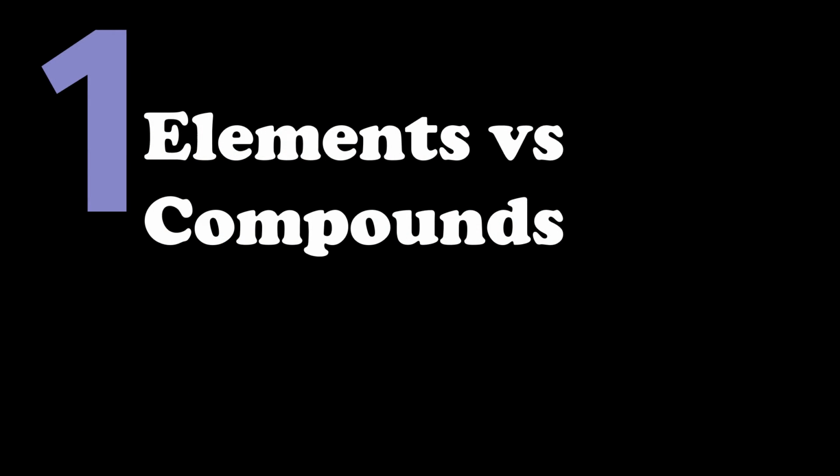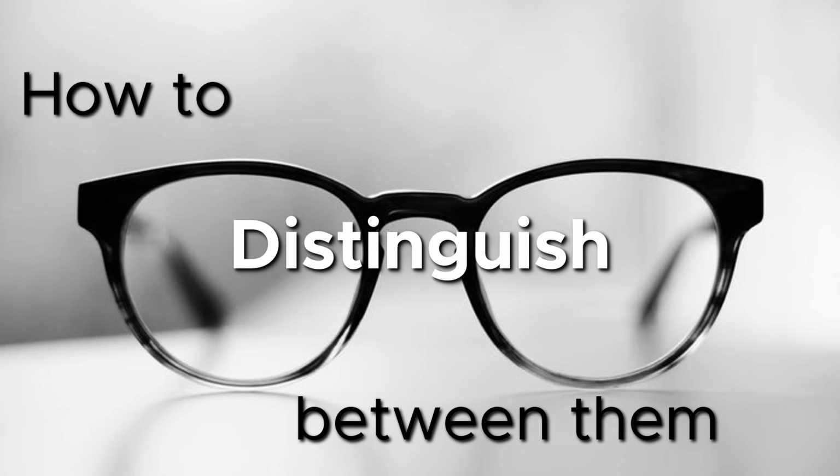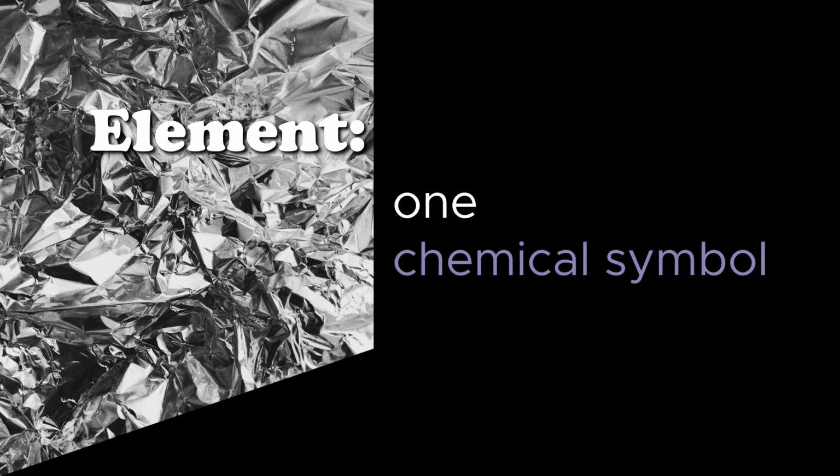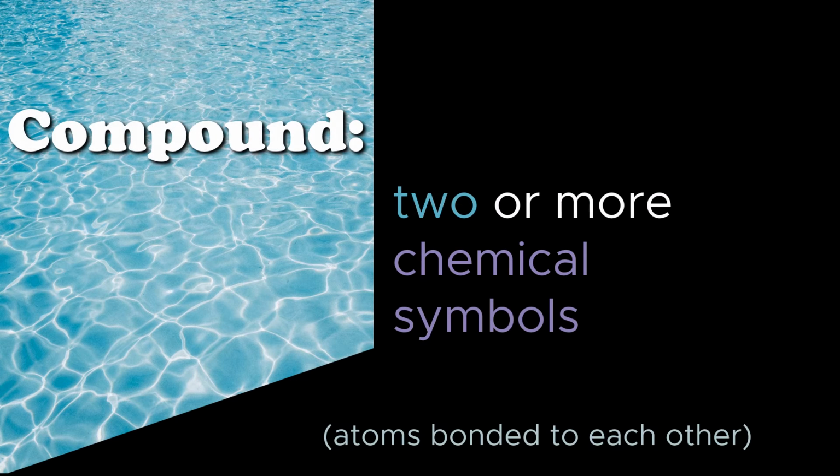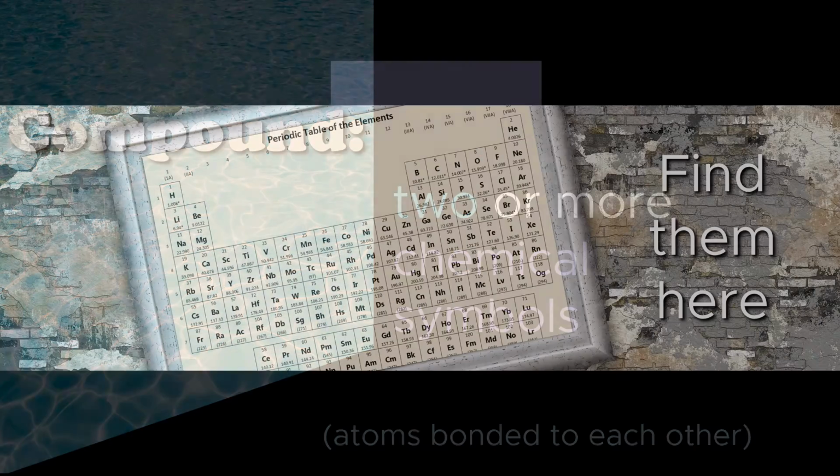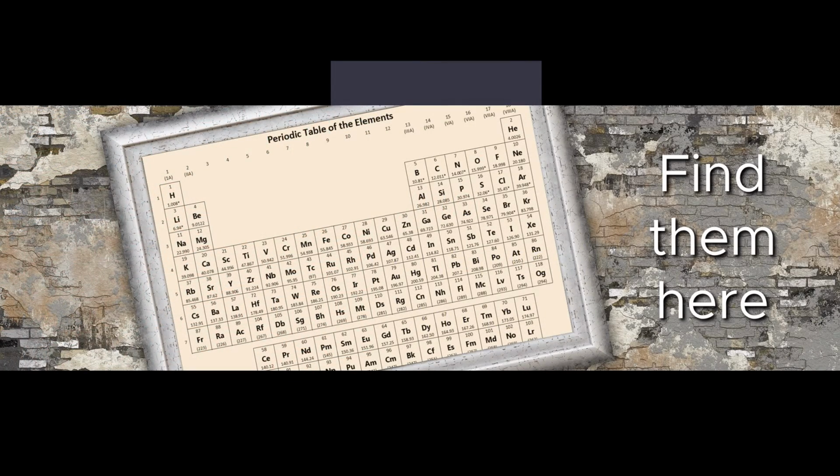Elements versus compounds. How do we distinguish between them? An element has one chemical symbol. A compound has 2 or more symbols that make up its chemical formula, and this chemical formula indicates that the atoms of these elements are bonded together. We can find these chemical symbols on the periodic table.